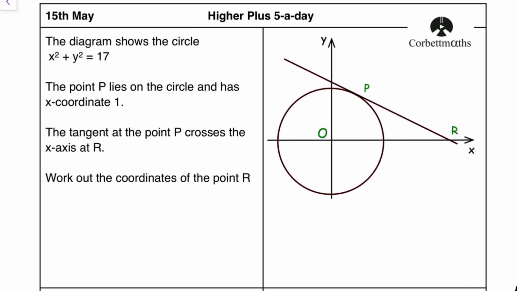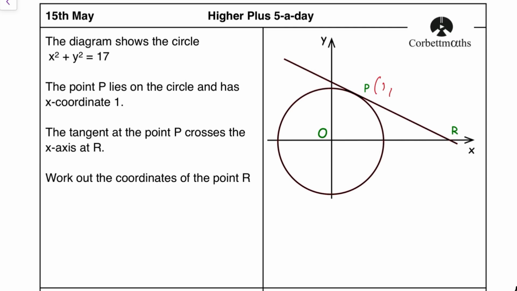Right, so the first question says, the diagram shows the circle x squared plus y squared equals 17. I won't write on it yet, let's see what it wants me to do. The point P lies on the circle and has a coordinate 1, something. The tangent at the point P crosses the x-axis at R. Work out the coordinates of the point R.